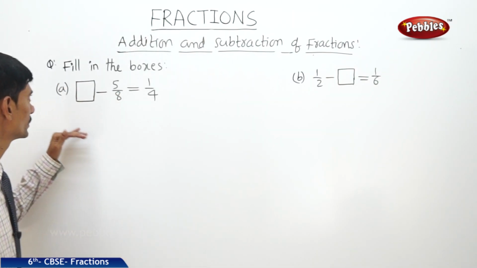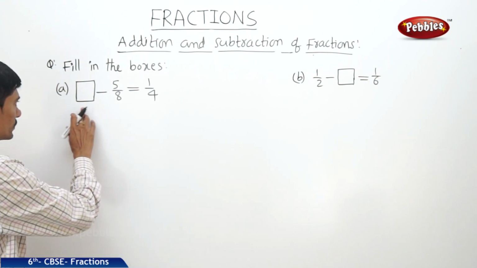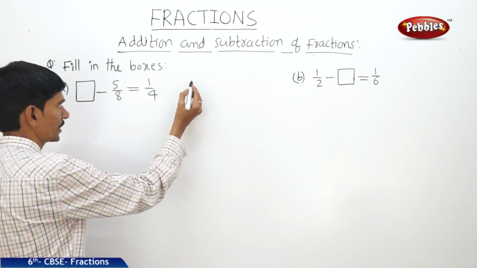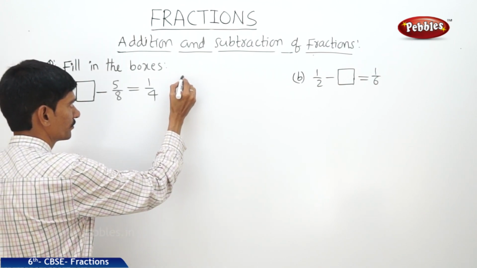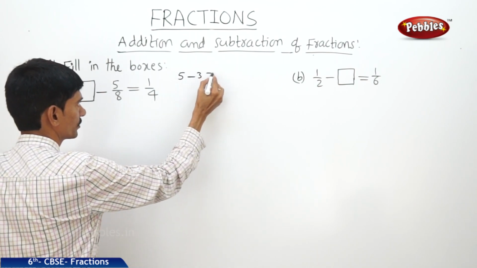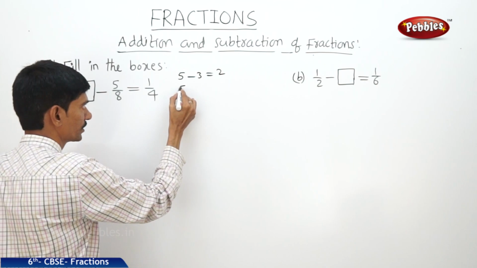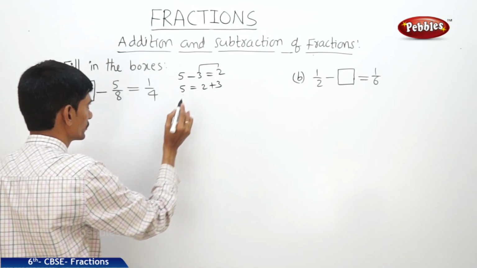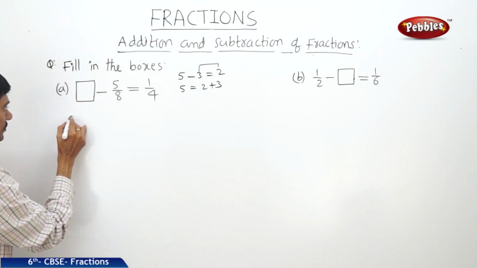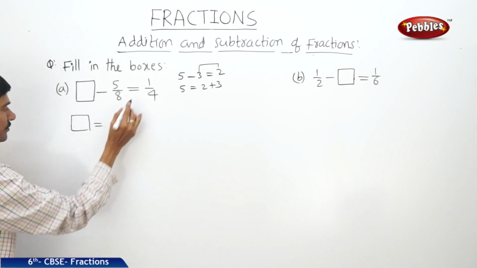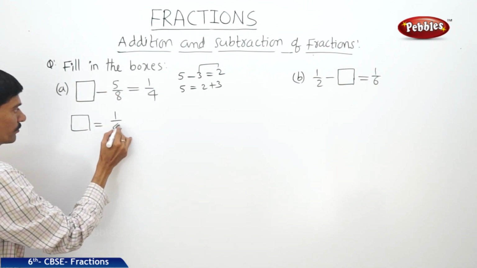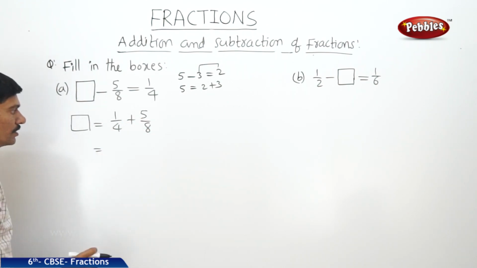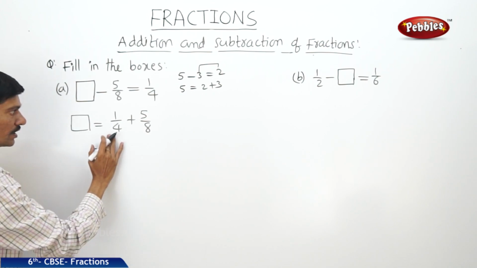Now let us solve the next question. Fill in the boxes. Box minus 5 by 8 equals 1 by 4. Whenever you subtract a number from the given number, for example 5 minus 3 equals 2, then 5 can be written as the sum of 3 and 2, so 2 plus 3. So here also the box is the sum of 1 by 4 and 5 by 8, so 1 by 4 plus 5 by 8. Now here the denominators are not equal, so first we make the denominators equal.